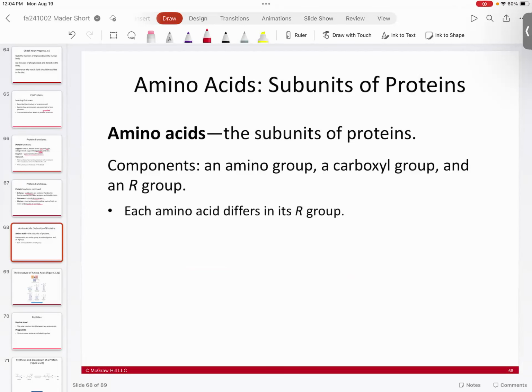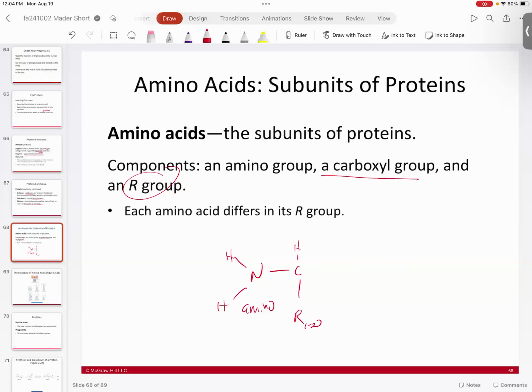Basically, you want to start off with the amino acid. The amino acid is the subunit. It's the building block of the protein, and it has 3 parts to it. So it has the amino group, and in the middle, it'll have an R group carbon or a central carbon.